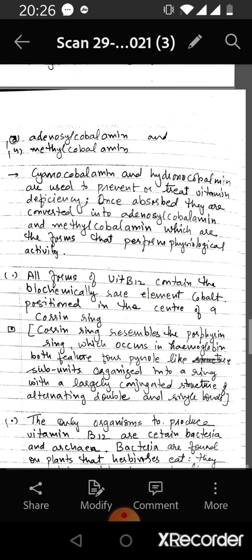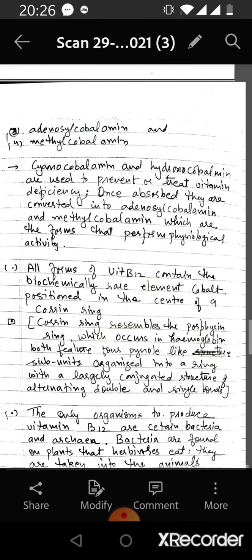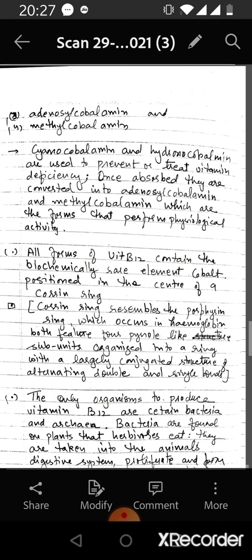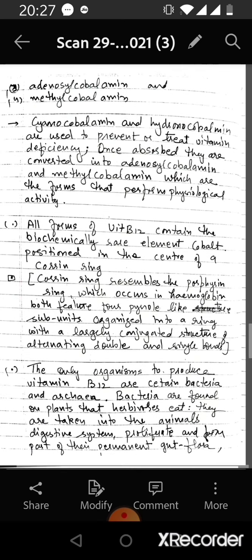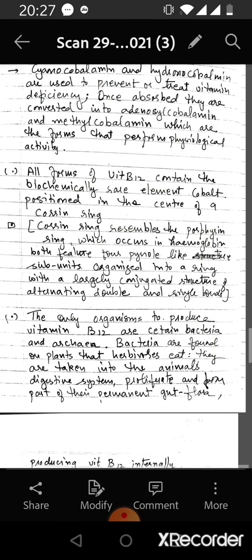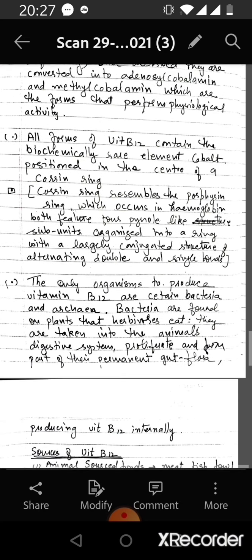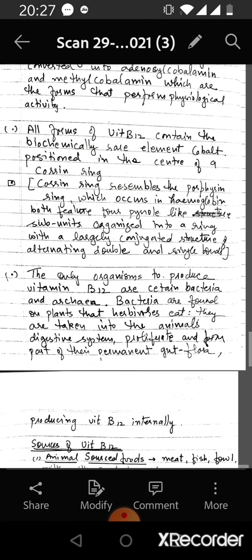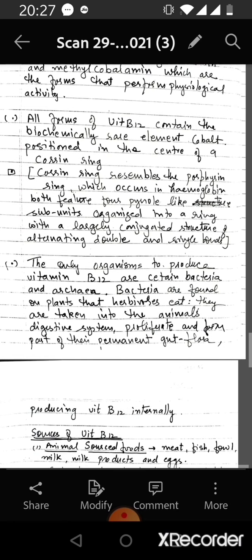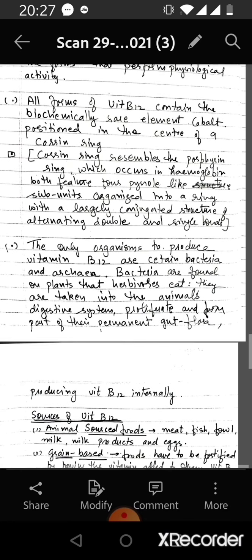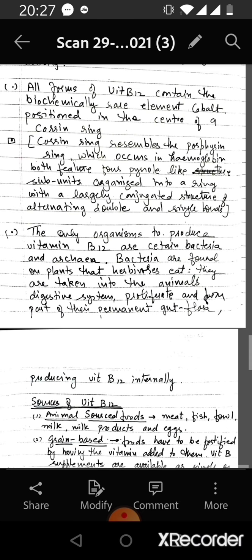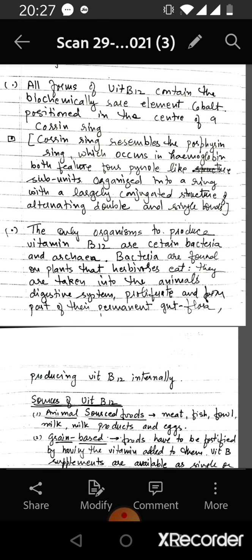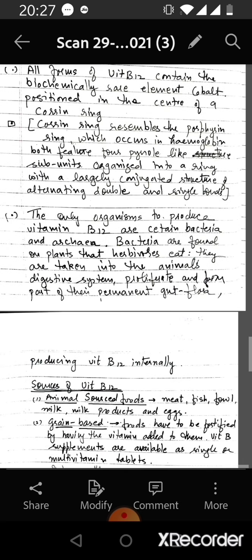Cyanocobalamin and hydroxocobalamin are used to prevent or treat vitamin deficiency. Once absorbed, they are converted into adenosylcobalamin and methylcobalamin, which are the forms that perform physiological activity. All forms of vitamin B12 contain the biochemically rare element cobalt, positioned in the center of a corrin ring. The corrin ring resembles the porphyrin ring which occurs in hemoglobin. Both feature pyrrole-like subunits organized into a ring with a largely conjugated structure of alternating double and single bonds.